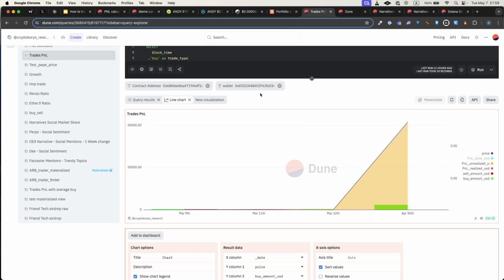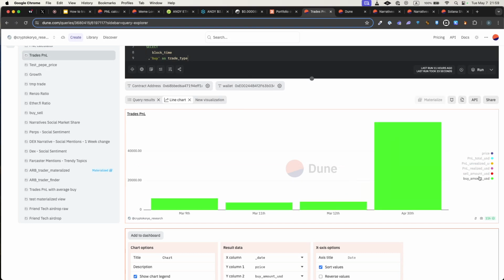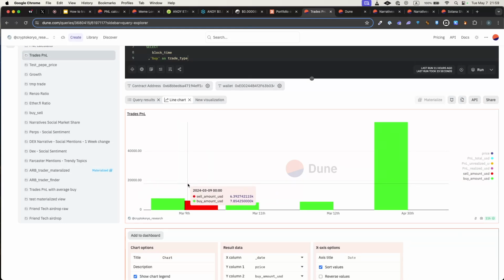And now let's go over some of the activities that this guy has done. For this wallet, you can see the buy amount in USD at different dates. So they bought like 7K here, 5K, and here 60K. You can also enable the selling. So initially they bought 7K and sold 6K, and then they didn't sell. They are holding and adding to their position.